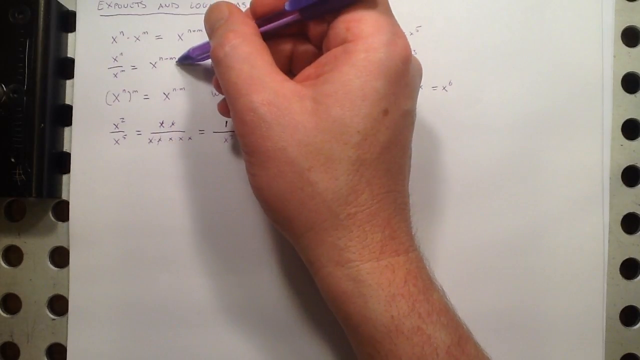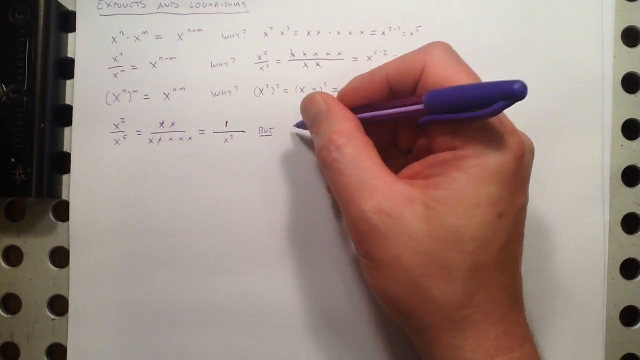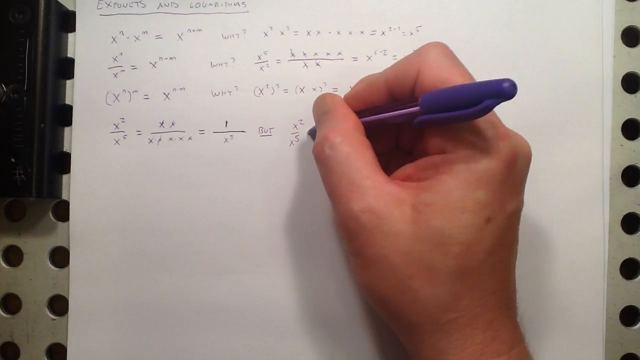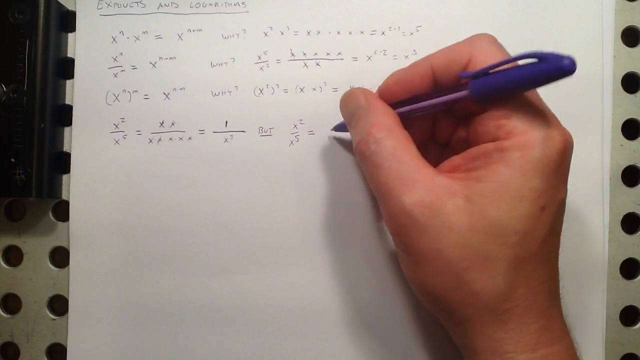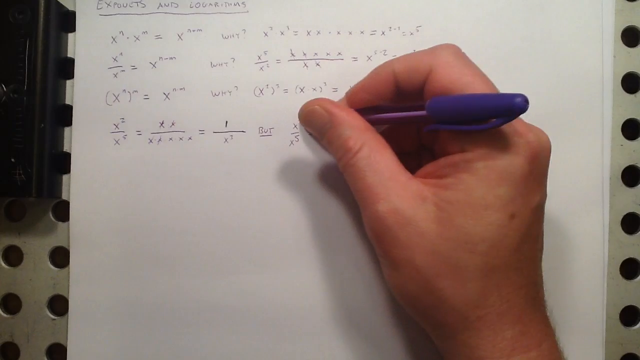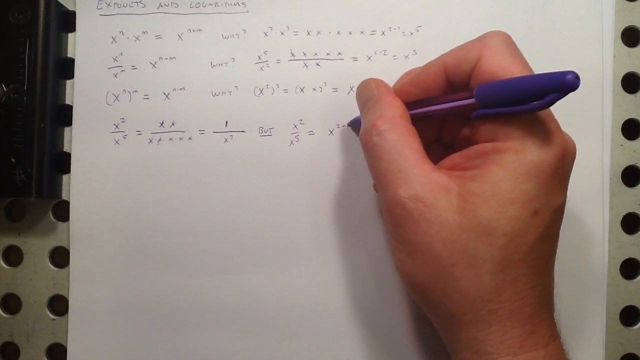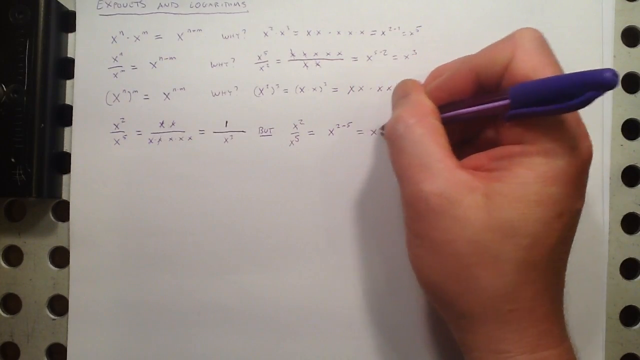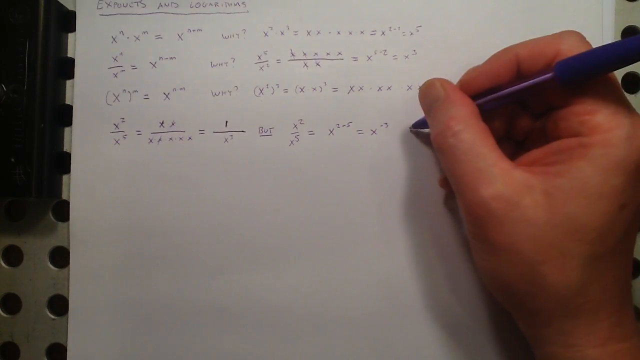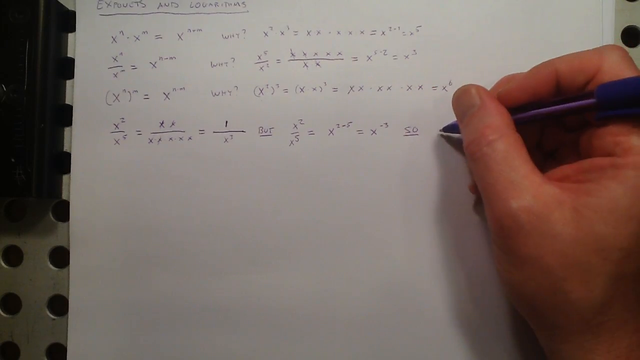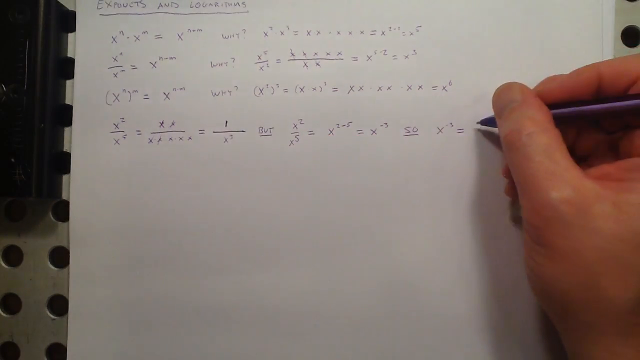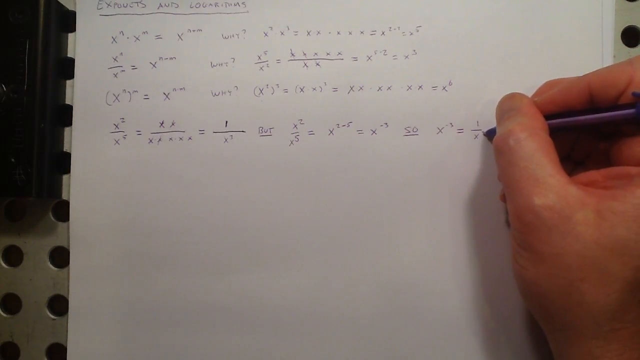But also, by this rule right here, I know that x squared over x to the fifth, if this rule is supposed to work all the time, and we would certainly like it to work all the time, that means that x squared over x to the 5 is the same as x to the 2 minus 5, or x to the minus 3. So that means that x to the minus 3 must mean the same thing as 1 over x cubed.